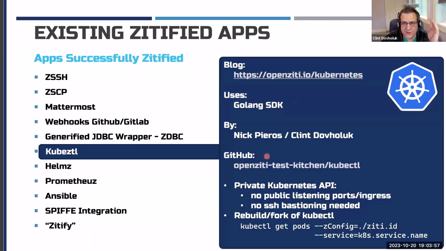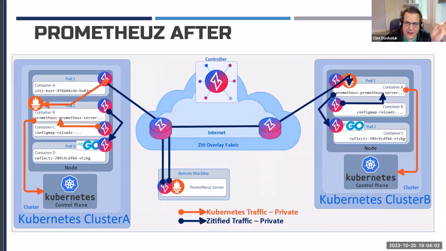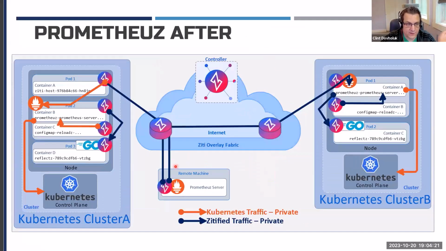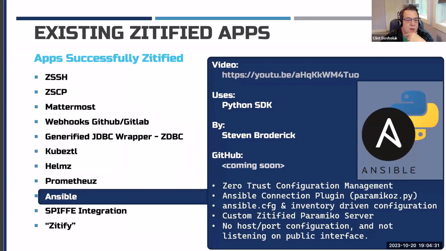kubectl, Helm. I'm going to just skip through these because you can go out there and check them out on your own. Prometheus, actually one of my favorites. Here I have a complicated Prometheus example where we have a Prometheus server that's scraping Kubernetes over the OpenZD overlay, where the Kubernetes control plane is entirely off the overlay. Before, it had to be on the open internet, and you have a Kubernetes ingress. After, you have the Kubernetes API totally hidden, totally private, and yet Prometheus can still scrape it from anywhere. Cool blog post. If you're interested, let us know.